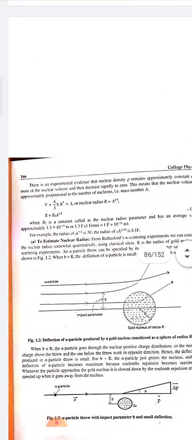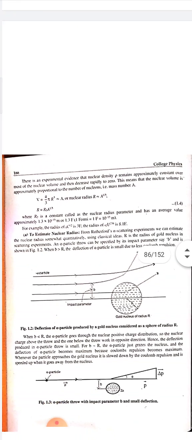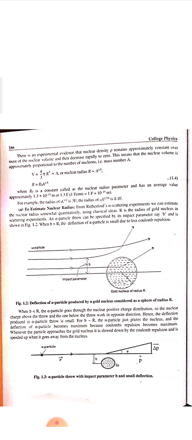There is experimental evidence that nuclear density remains approximately constant over most of the nuclear volume and then decreases rapidly to zero. This means that the nuclear volume is approximately proportional to the number of nucleons, that is, the mass number. Here, the given volume is equal to 4/3 pi r cubed.